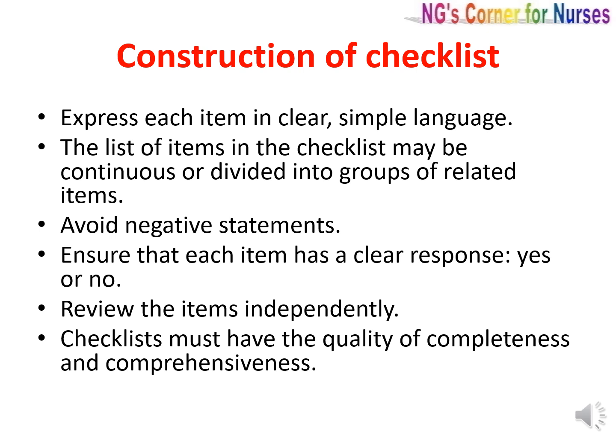Next, coming to the construction of a checklist. Express each item in clear, simple language. Don't use unnecessary jargon. Next, the list of items in the checklist may be continuous or divided into groups of related items. As an example, if we are preparing a checklist of spirometry exercise, we can write the steps of spirometry exercise one by one. In another way, we can subdivide the whole steps into 3 parts like preparation phase, action phase and termination phase.